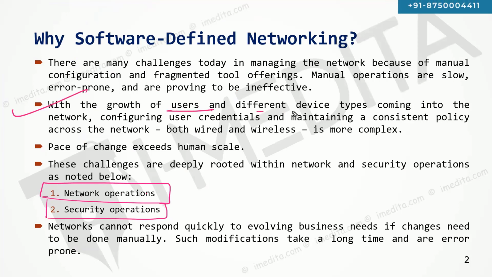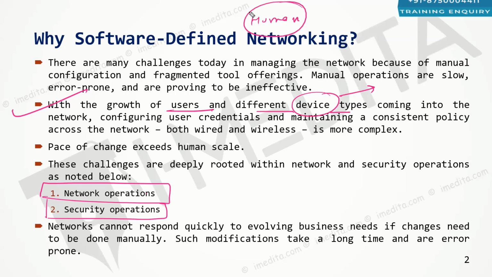With the growth of users and different devices, let's not even talk about the mobile devices, the IoT devices, the sensors, the cameras, and different types. Earlier, humans were the only users of the network, but nowadays, apart from humans, machines are also users of the network. Machines such as CCTV cameras, IoT devices, smart home gadgets. These all are users of the network nowadays.